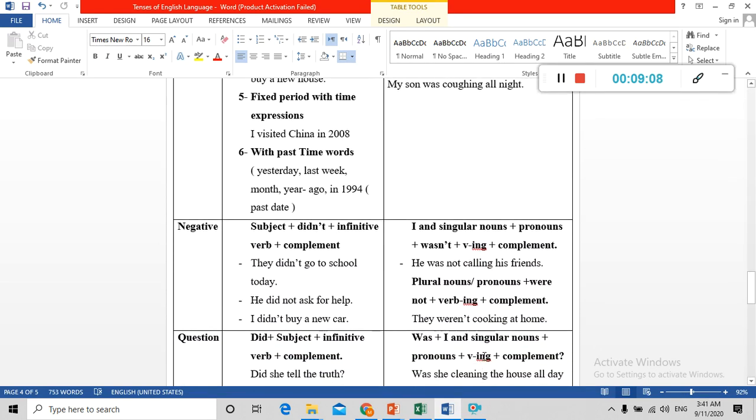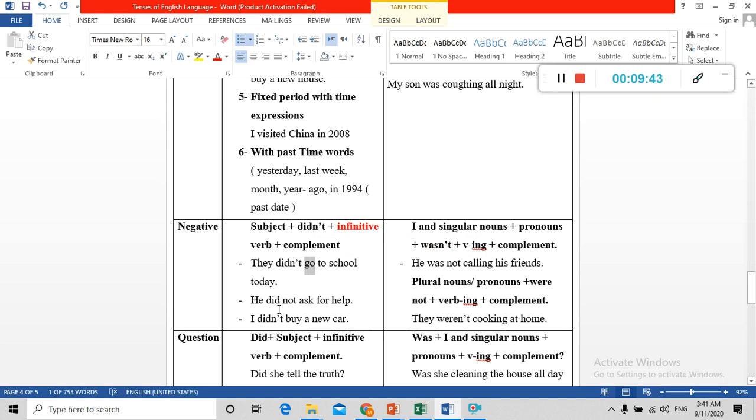Now, how do I use negative in these two tenses? Of course, in the past simple tense, we just use did not, or didn't. And the very important thing, we need to write the verb in the infinitive, I mean the base form of the verb. It's verb 1. I can't say they didn't went. They didn't go to school today.